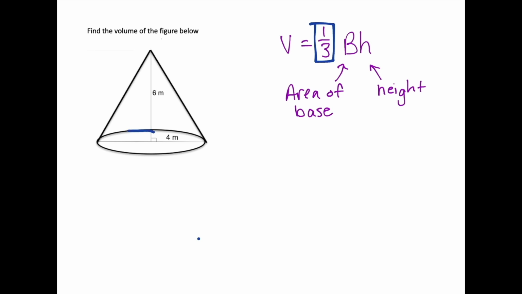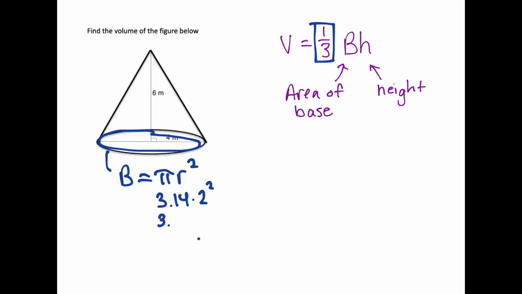So we're still going to find the area of the base. The area of this base is a circle, so we need to take pi times the radius squared. Pi is 3.14, and on this one they give us the diameter. We need half of that. Half of 4 is 2, so our radius is 2. We then need to take 3.14 times 4. That gets us 12.56.